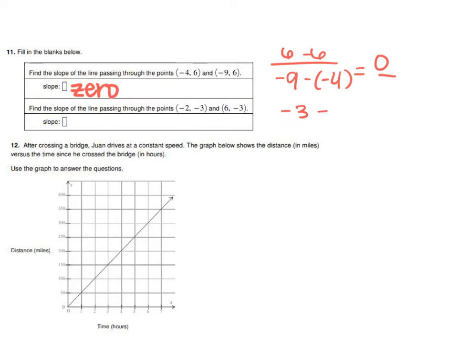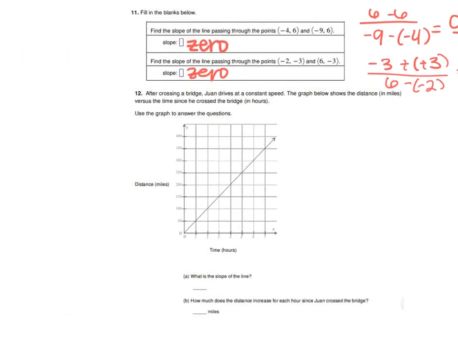-3 minus -3, all over 6 minus -2. So then I'm left with -3. These change to a positive. That's another 0 on top. I'm not going to go any further. I know my slope is 0.